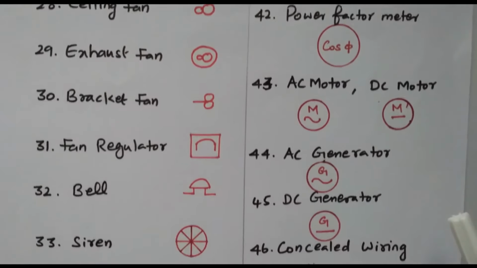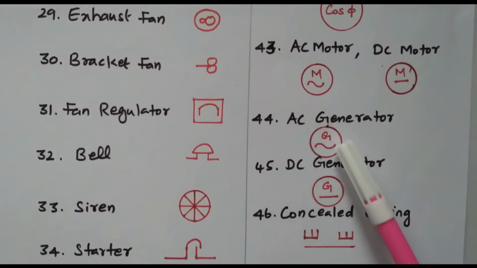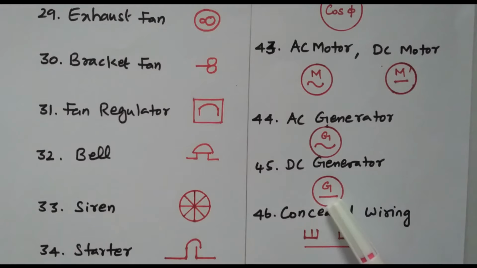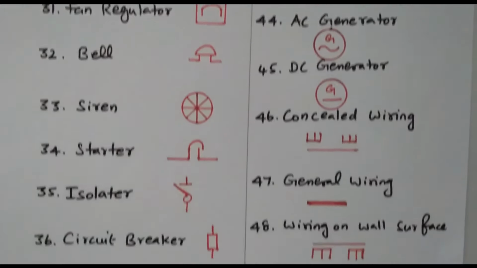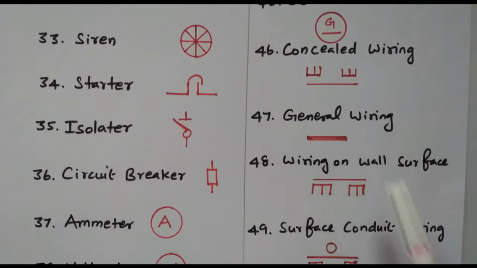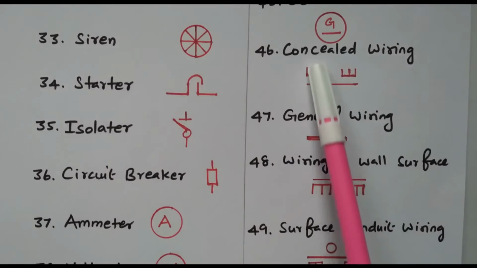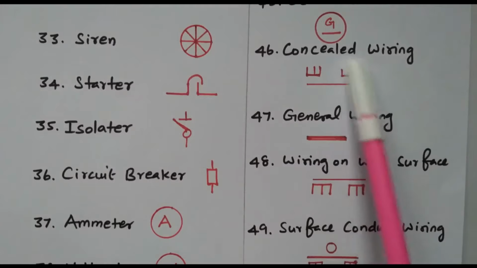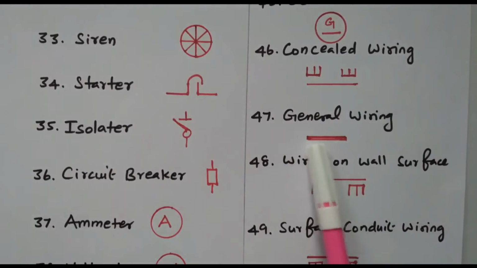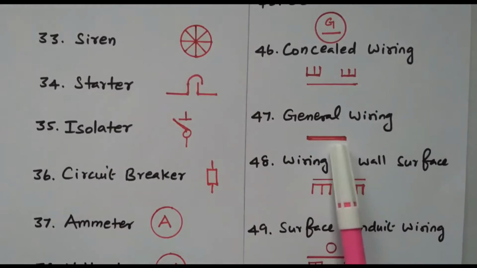Similarly, DC generator and AC generator. It is represented by G. G means generator. Here also a straight line means DC, a sinusoidal wave means AC. Then the wiring. We will go to the wiring types. Concealed wiring: a line is available over which the terminals are available. General wiring means just one line.